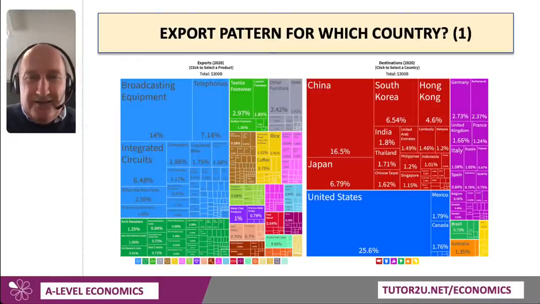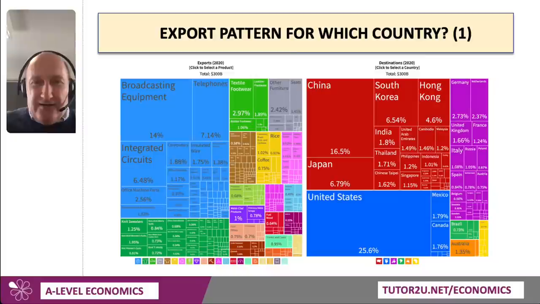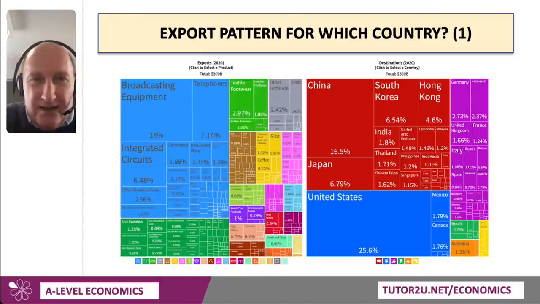I've got three. You've probably played Wordle over the last few months. Let's play Tradle. So here we go. I've got three export charts for you. On the left-hand side, what they export. On the right-hand side, where they export to. Which country do you think this is the trade pattern for? On the left-hand side, their exports. Just goods, by the way, not services. On the right-hand side, where they export their products to.